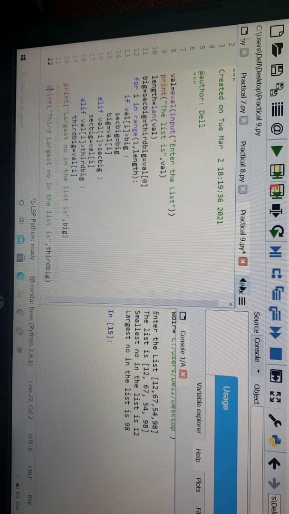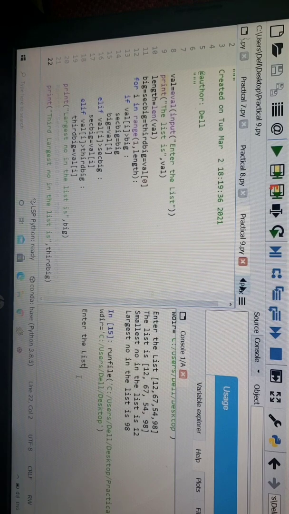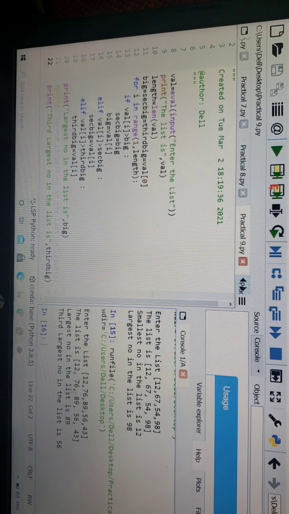Run this program now. Enter the list. So here I am entering the list. You can enter any particular values. And then see, our list is 12, 76, 89, 56, 43. Largest number is 89 and third largest number is 56. Second is 76. If you print that particular line, then you will get the second one also, because we need this 1, 2, 3. Without that we cannot have it. So we need to take biggest, second biggest and third biggest also.